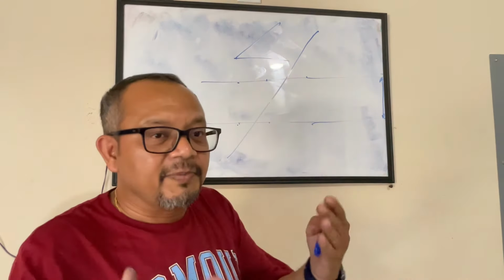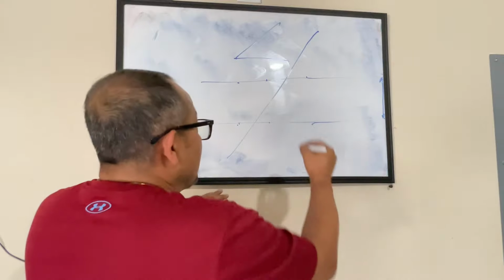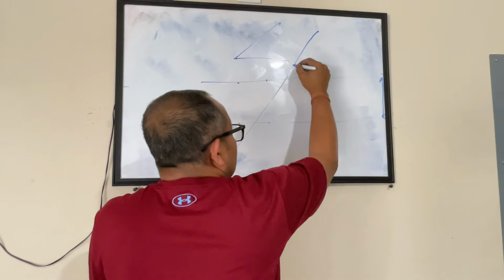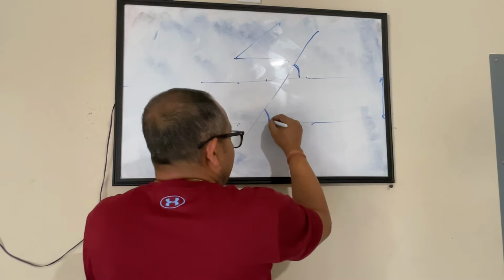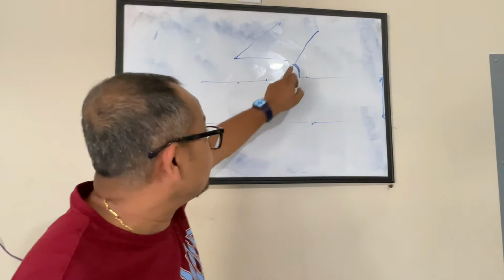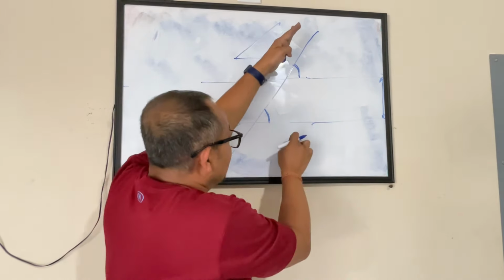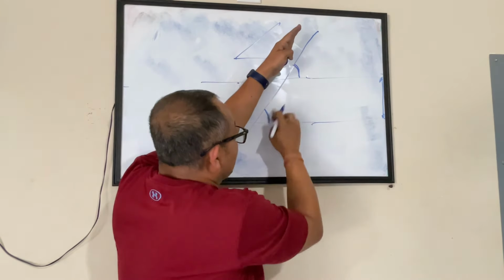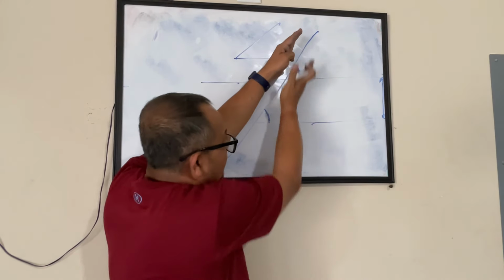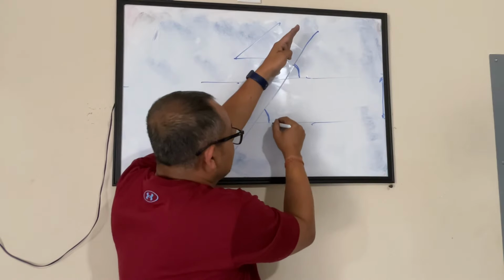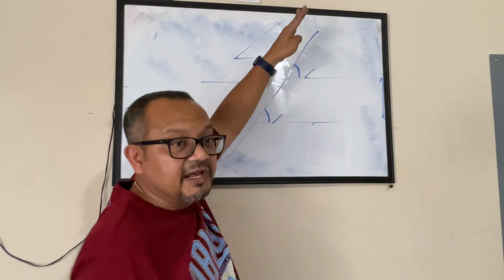And from parallel lines, what we know is the corresponding angle. This angle and this angle will be the same. These are called corresponding angles. Why? Look at this. These are two parallel lines and these two angles are on this side of the intersecting line. And this is above this line and this is above this line. They are called corresponding angles. Okay?